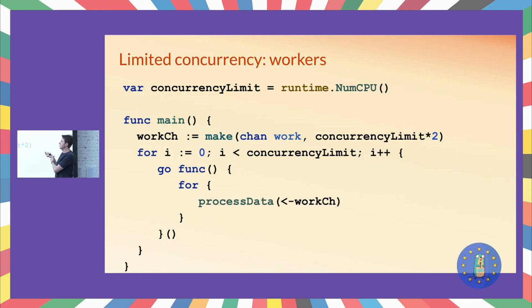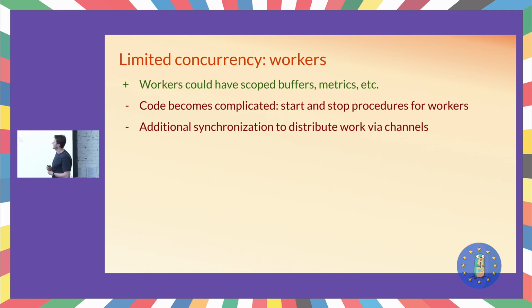This is the common implementation of concurrency limiting. So you define a limit as a number of CPUs, and then you spawn this specific number of workers for data processing. And you feed those workers with some work channel or something, which distributes the work across the workers. This is a nice approach.